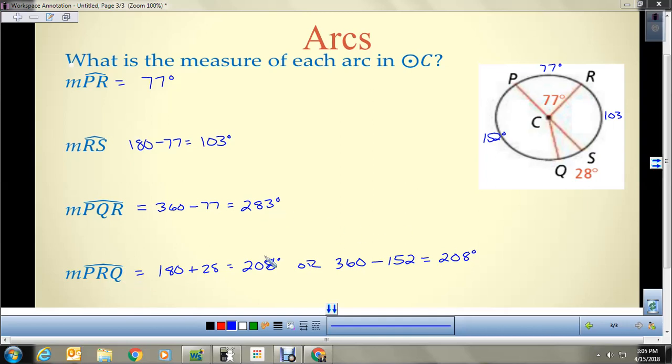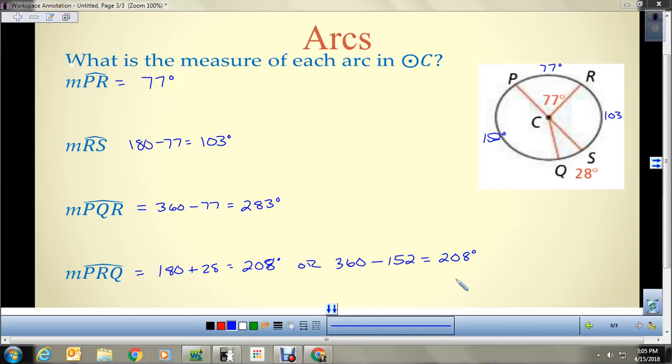And then the last one, there's a couple ways to solve this. It's P, Q, and then R. Excuse me, PRQ, going this direction here. So since this is a diameter, we know this is 180, we can add 28 to that, and that gives us 208. Or, since PQ is a minor arc and PRQ is its major arc, it could be 360 minus the 152. And that would also get us 208.